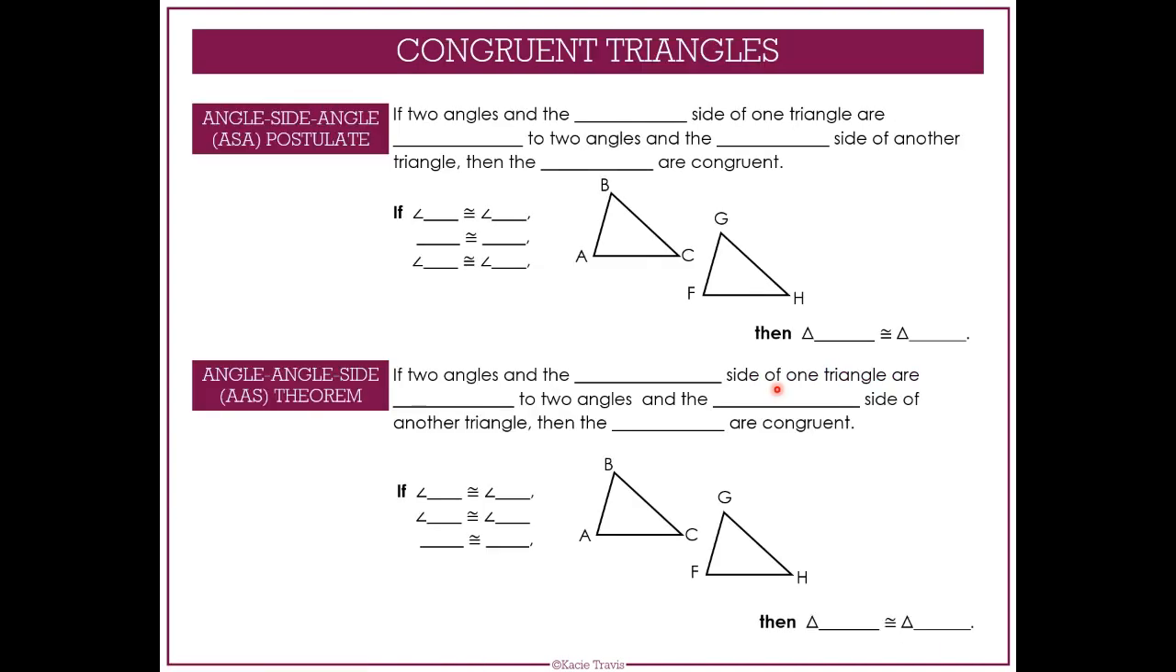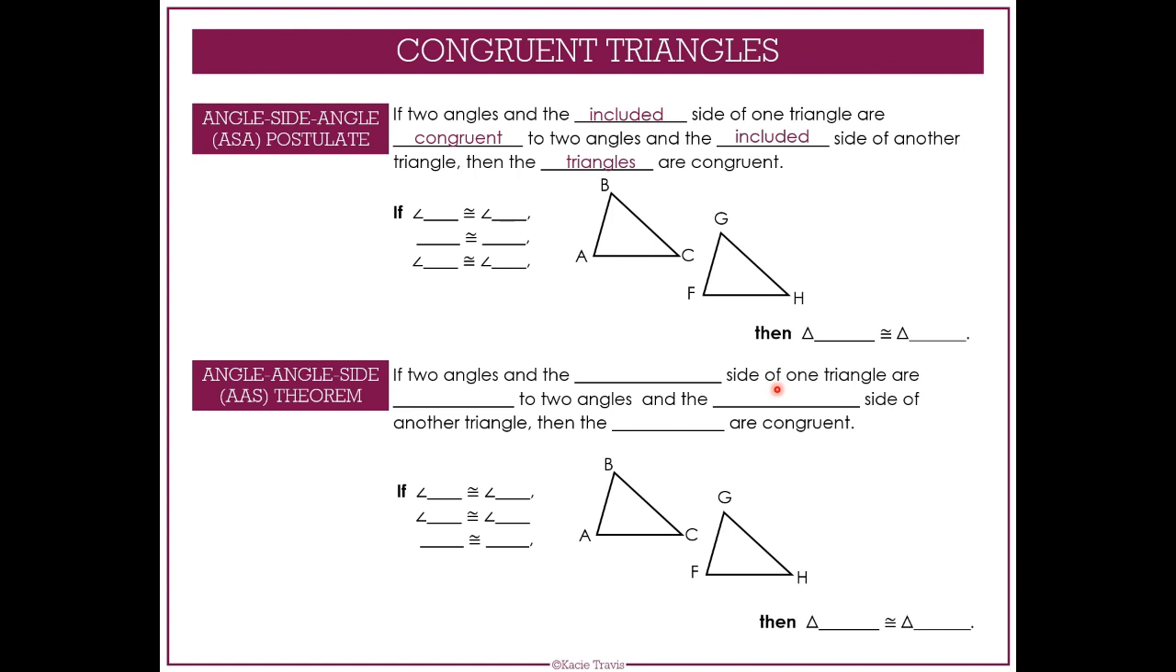All right. On our continued part of our notes, we have the other three theorems that we're working with. First one we got, angle, side, angle. So, if two angles and the included side of one triangle are congruent to two angles and the included side of another triangle, then the two triangles are congruent.